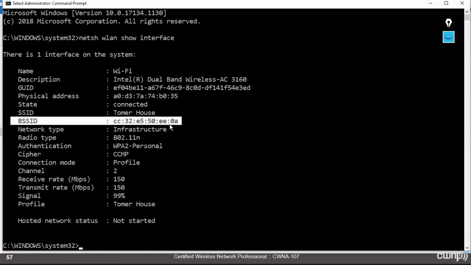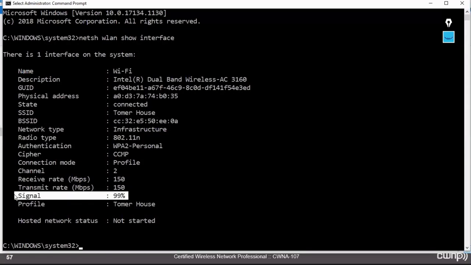The BSSID is actually the access point MAC address. This is the access point MAC address. My MAC and my access point, I'm receiving 99% signal. Oh, I'm so happy, right. So actually, I learn a lot from CWNA. CWNA is going to teach you some basic things, right? How to troubleshoot, how to check how much connectivity you are getting from your network devices, your nearest devices, right? Right, guys? So good.